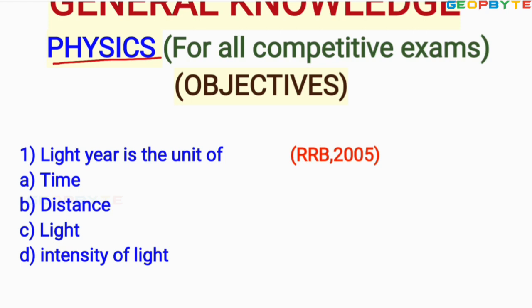Look at the very first problem. It is given like this. Light year is the unit of option A time, option B distance, option C light, option D intensity of light.